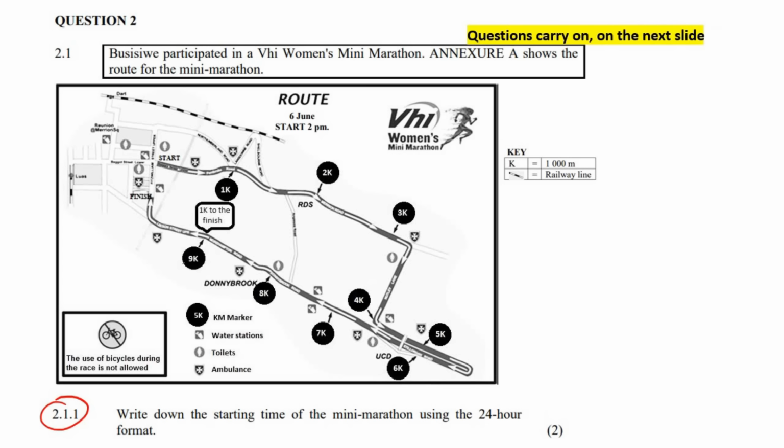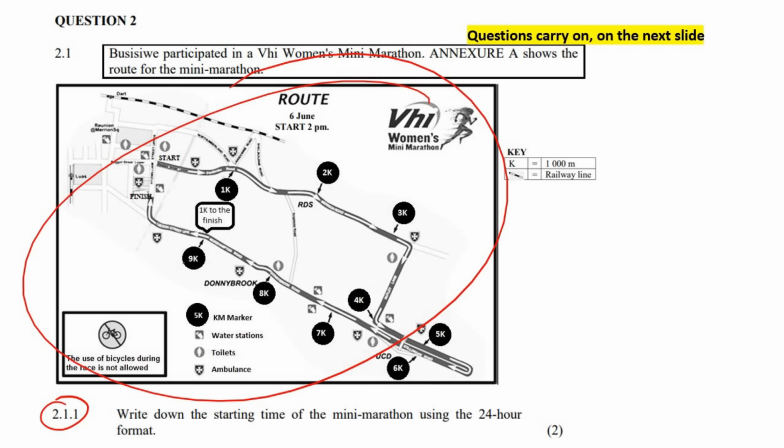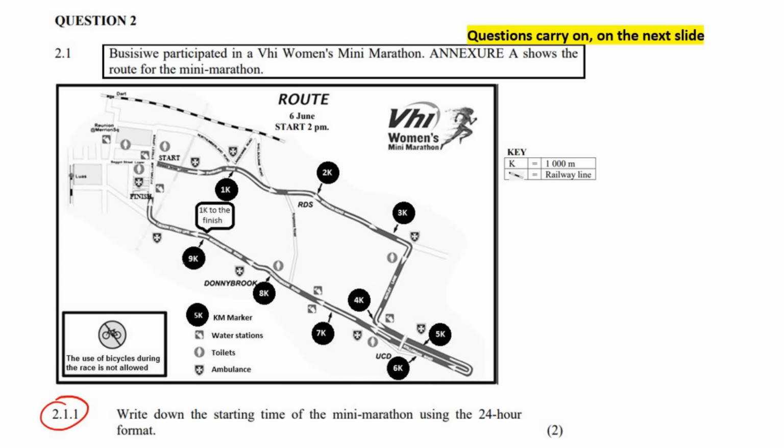Okay, so let's begin. It says, Busiswe participated in a VHI or VI, I don't know how to say that. I'm just going to say VHI, it sounds cool. Women's mini marathon, Annexure A, which is this one over here, shows the route of the mini marathon. Okay, so we can see there's a starting position here. They go this way, this way, this way, this way. Then they run there, and then they go all the way back. And it looks like it's a 10-kilometer race.